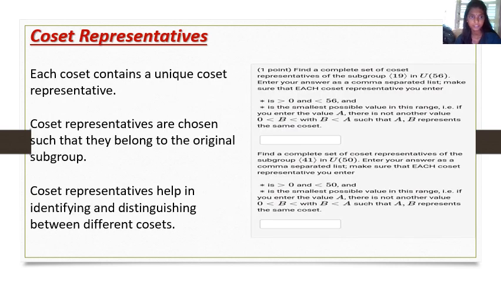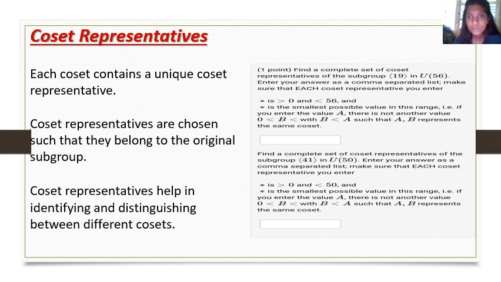Coset representatives. Each coset contains a unique coset representative. Coset representatives are chosen such that they belong to the original subgroup. Coset representatives help in identifying and distinguishing between the different cosets.